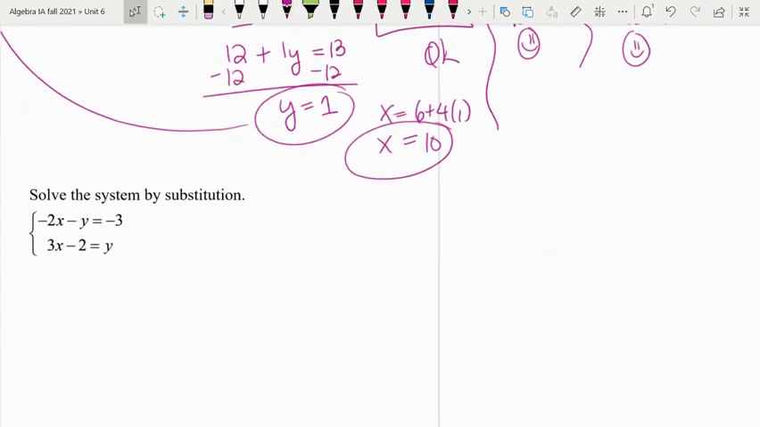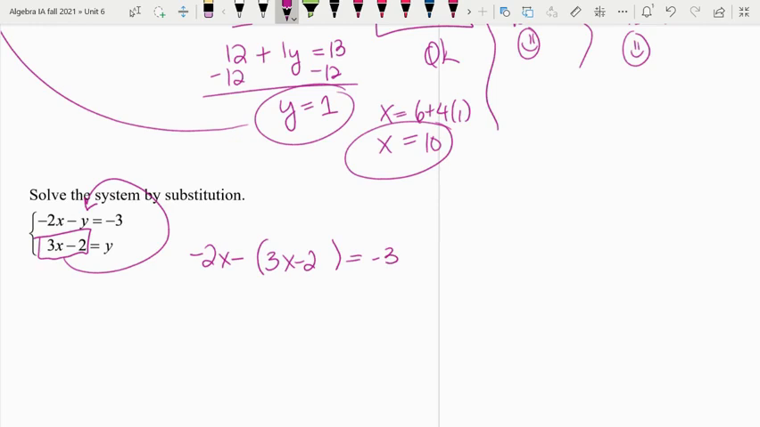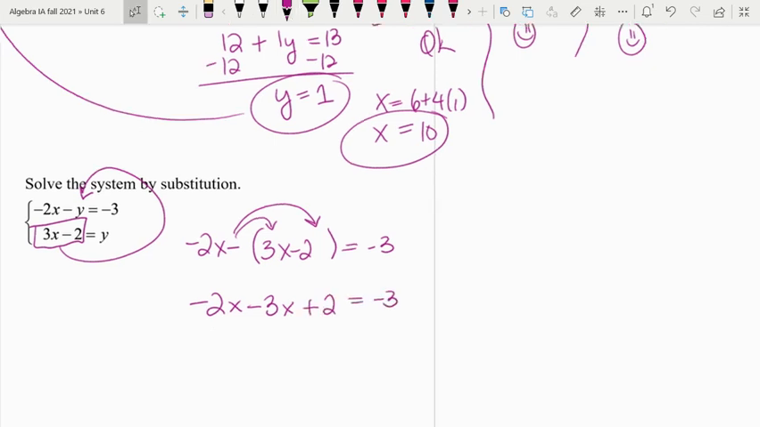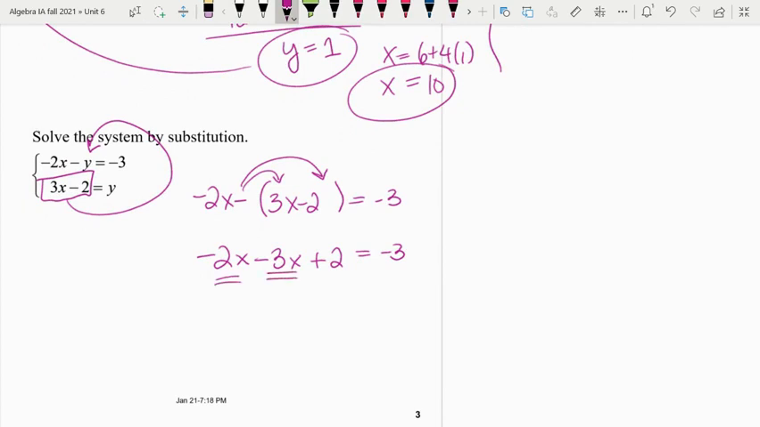All right, solve the system by substitution. Looking at this, I see that y equals 3x minus 2, so I'm going to substitute that. So I have a negative 2x minus, I'm going to put a parenthesis here. Make sure you put parentheses, so 3x minus 2 equals negative 3. So I'm going to distribute that negative, which is the same thing as a negative 1. So negative 2x, distribute negative, so it becomes negative 3x plus 2 equals negative 3. Combine like terms, these two are like terms. So negative 5x plus 2 equals negative 3.